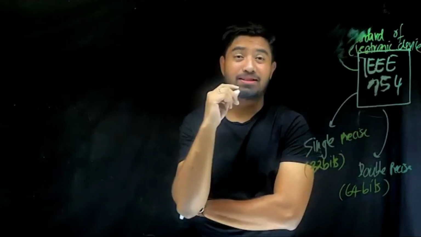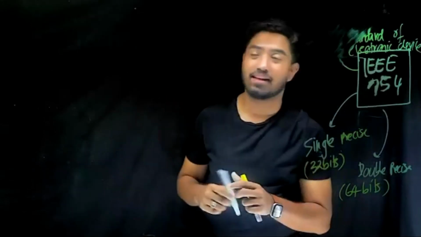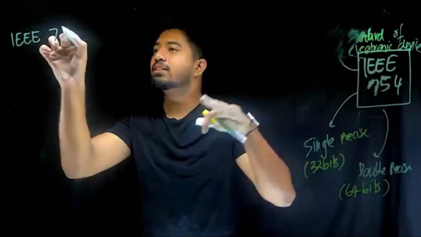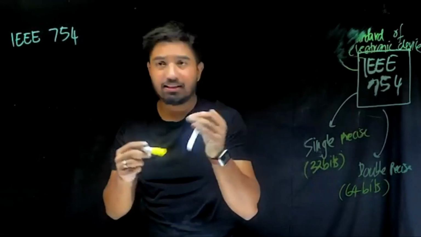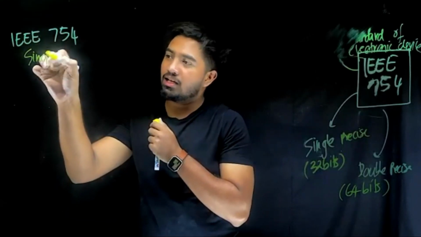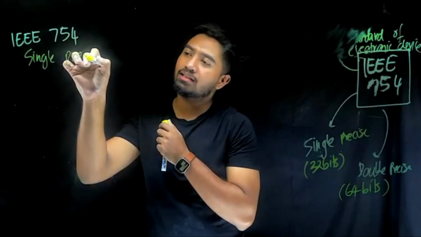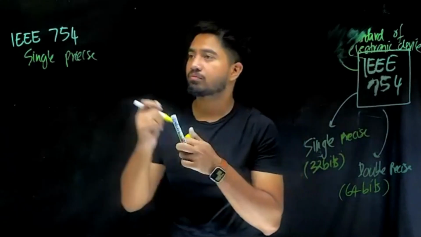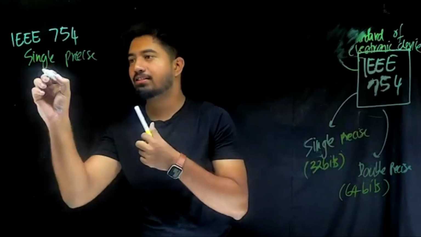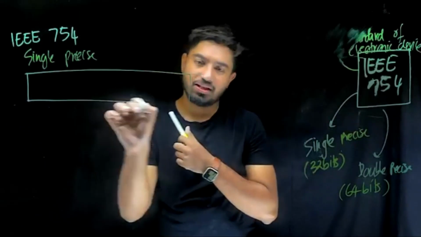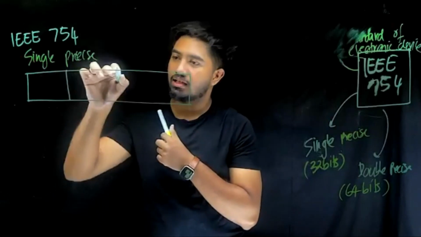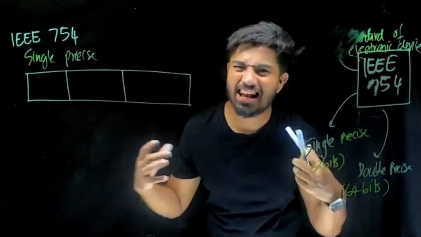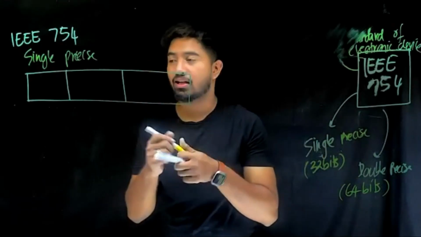So, single precision has a format. IEEE 754 single precision, that is a single precision standard. It has the format. The single precision standard has 3 components. Your IEEE standard of representing a floating point, a large number, has 3 components.